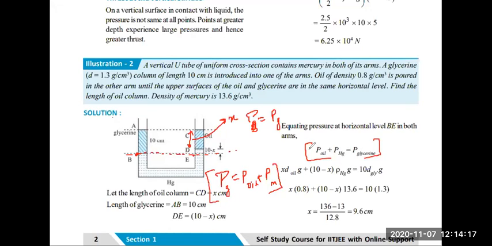So pressure due to oil is rho g x. Pressure due to mercury, this height is 10 minus x, so (10 minus x) rho Hg into g. And this is 10 rho g. Here d is used as density, I'm using rho, doesn't matter. Solve it, everything is given. You'll get the answer as x equals 9.6.